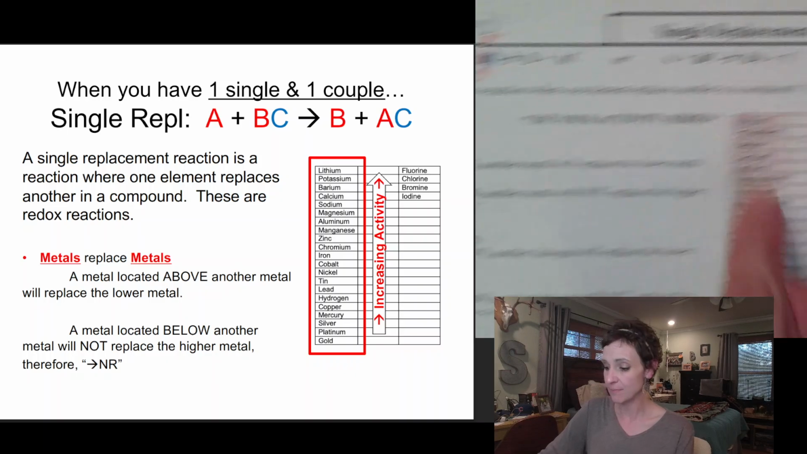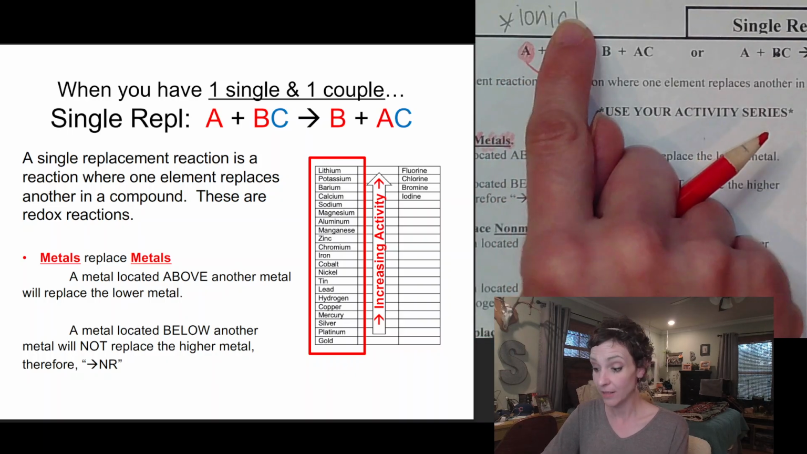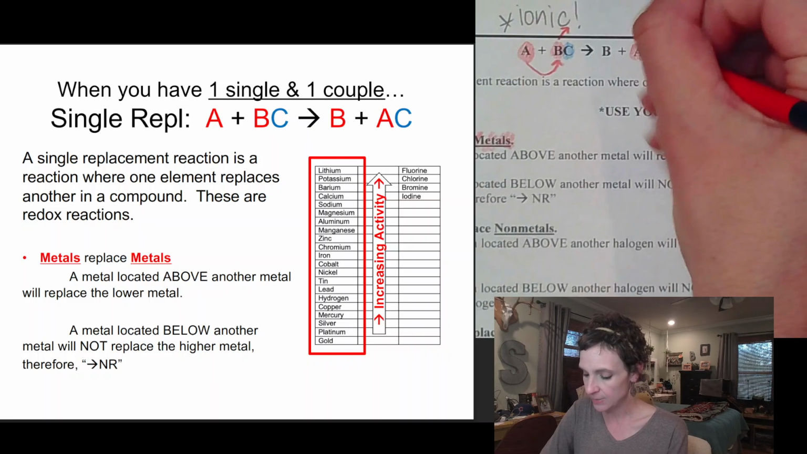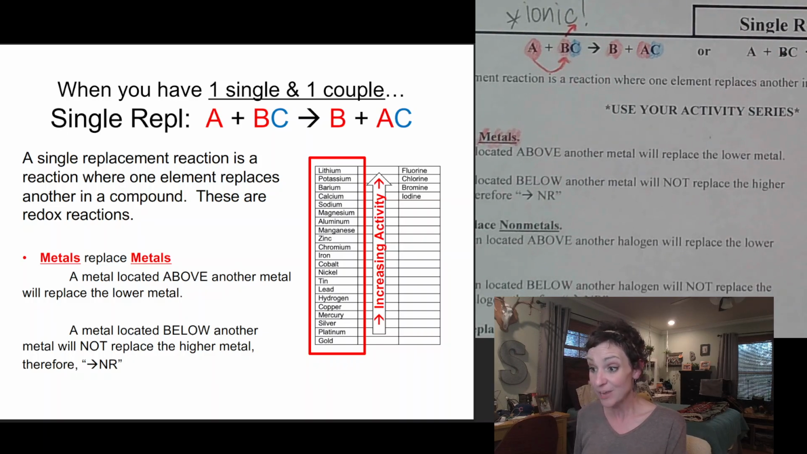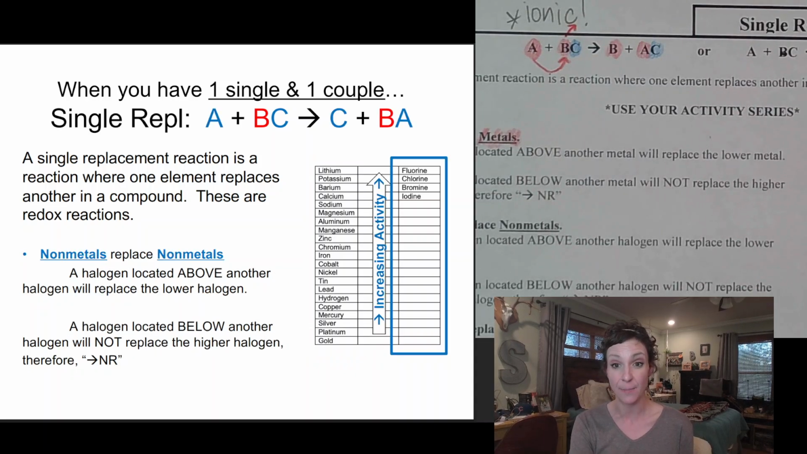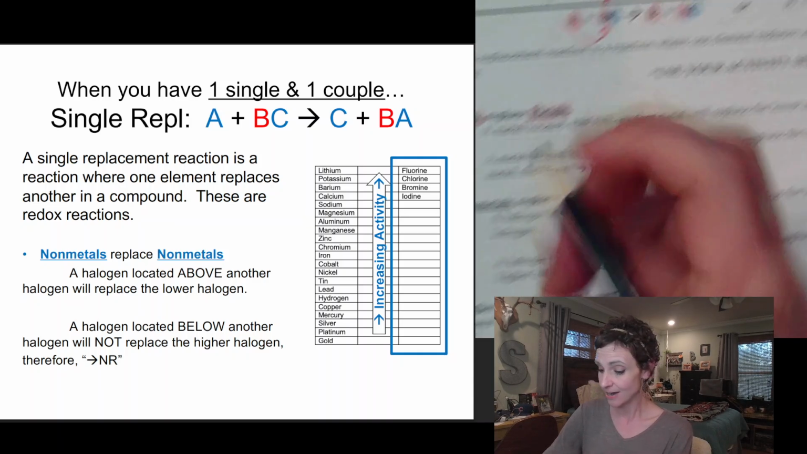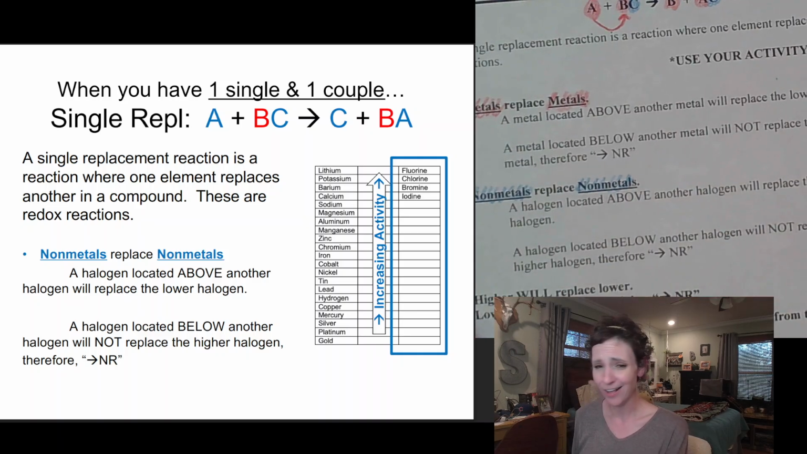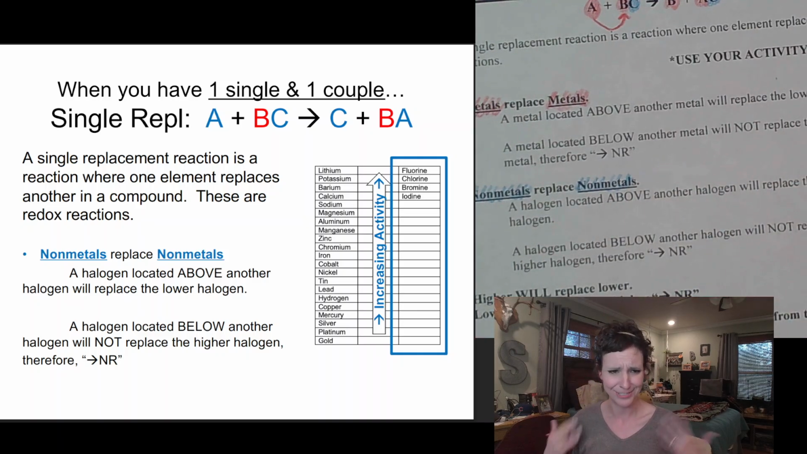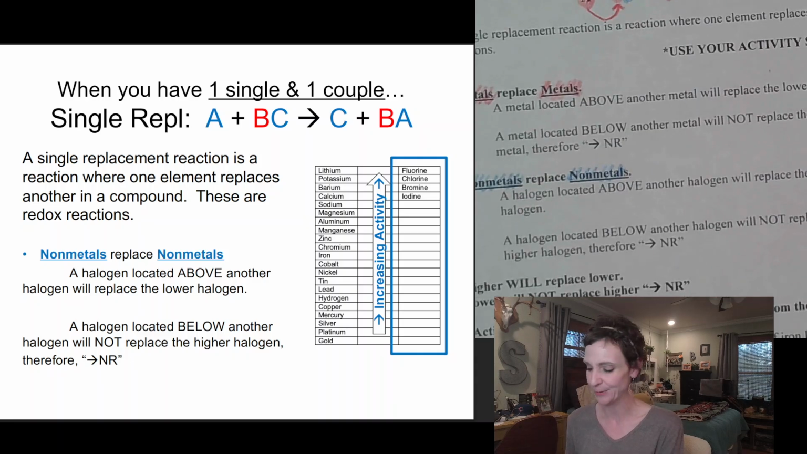If he is higher on my list than B, then he will, and he will be the new person in a relationship with my non-metal C. So B has been kicked out. We can totally do that with metals as long as the single person coming in is more active, or higher up on the activity series. I can do the same thing with non-metals, but my non-metals are going to replace non-metals. And if you'll notice from my list, all of these non-metals on the activity series are halogens. So when I say halogen, that's what I mean: just the non-metals that are able to play this game of single replacement reactions.